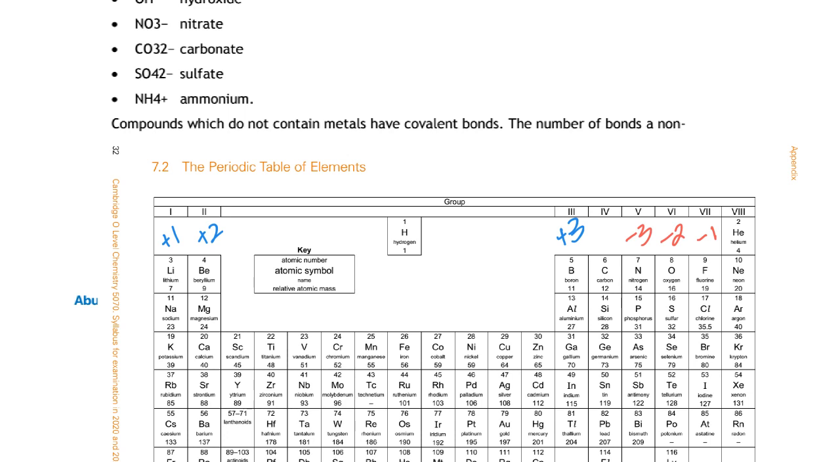For group 4, you don't really care too much, but I like to see it as a point of symmetry between these guys and these guys, right? And so that's one part. The other part is they're trying to balance charges. Let's take a look at sodium chloride. Now you know it's NaCl, but why is it NaCl?